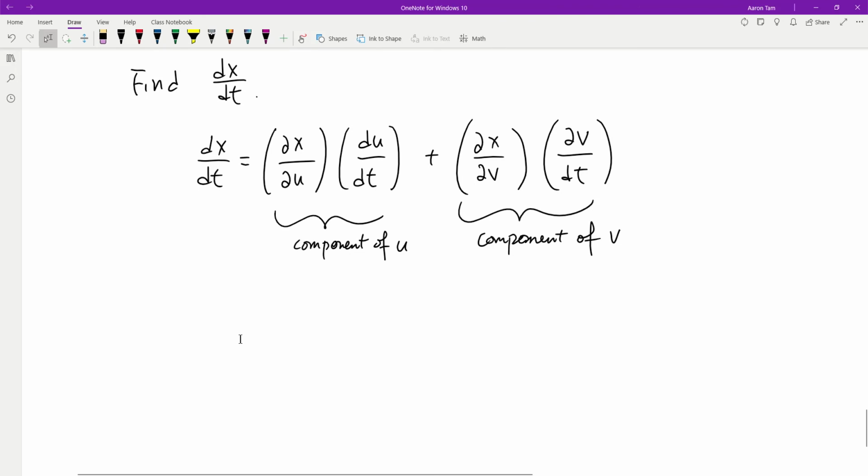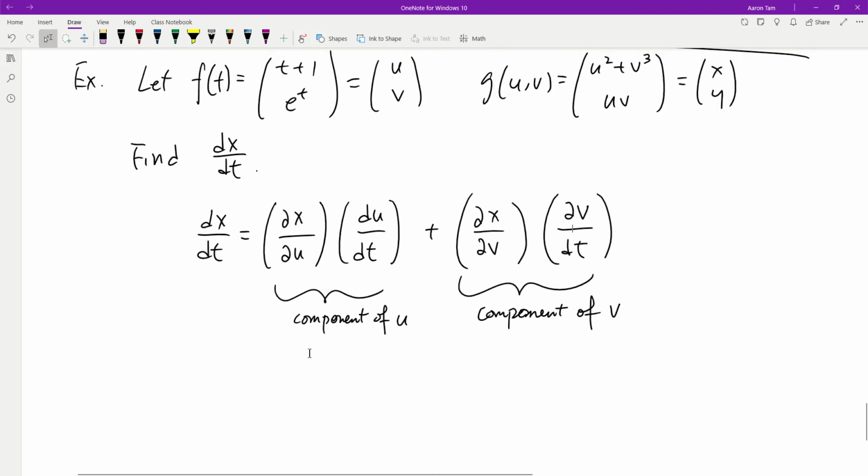Now comes the part of using this formula. So how do I use this formula correctly? Well, find all the partial derivatives and multiply them in. So let's try to do that. The way to do that is to identify how the variables are matched up. So let's learn how to do that.